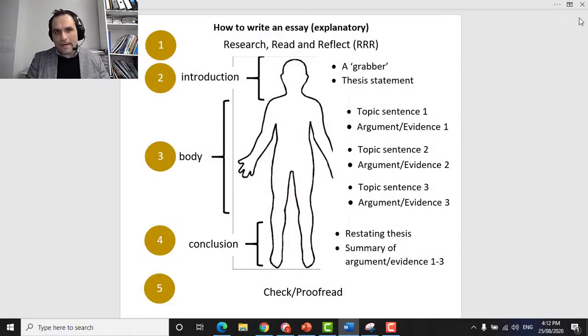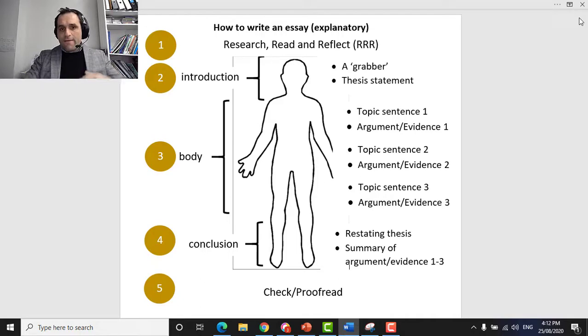Hello there, Patrick here, and now we're going to see something that is very, very important for any EAP student, for any student that is going to study at university. And what we're going to be looking at now is how to write an essay.